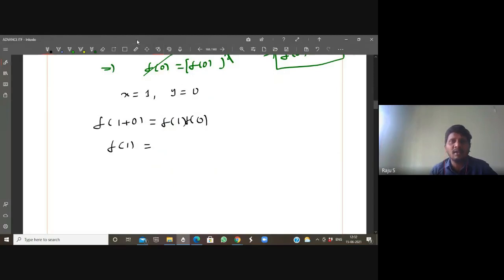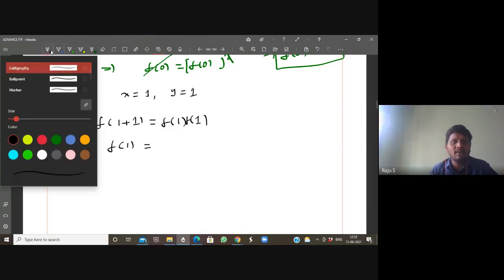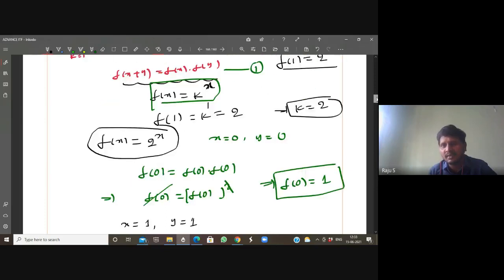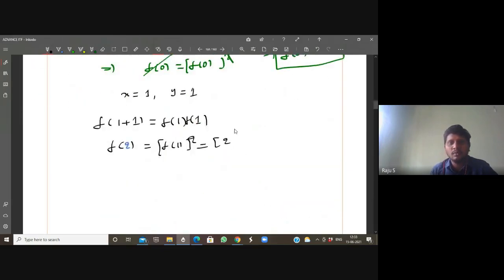Not required to substitute here. Substitute x is equal to 1 and y is equal to 1. That is better, because f of 1 value is already given. So f of x plus y is equal to f of x into f of y. So what is the left side value, students? 1 plus 1, it will become 2. f of 2 is equal to f of 1 into f of 1, f of 1 whole square. f of 1 value is already given. What is f of 1 value given here? 2. 2 square. So f of 2 value you got as 2 square.